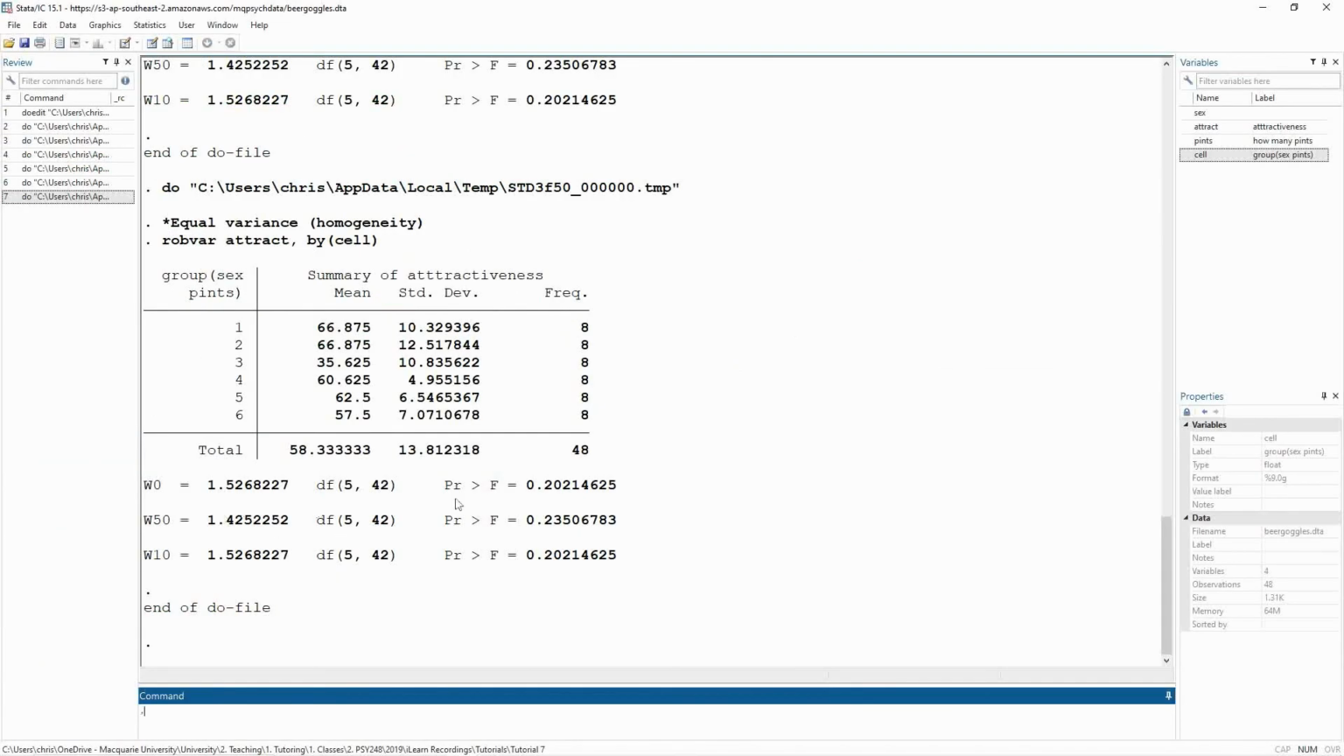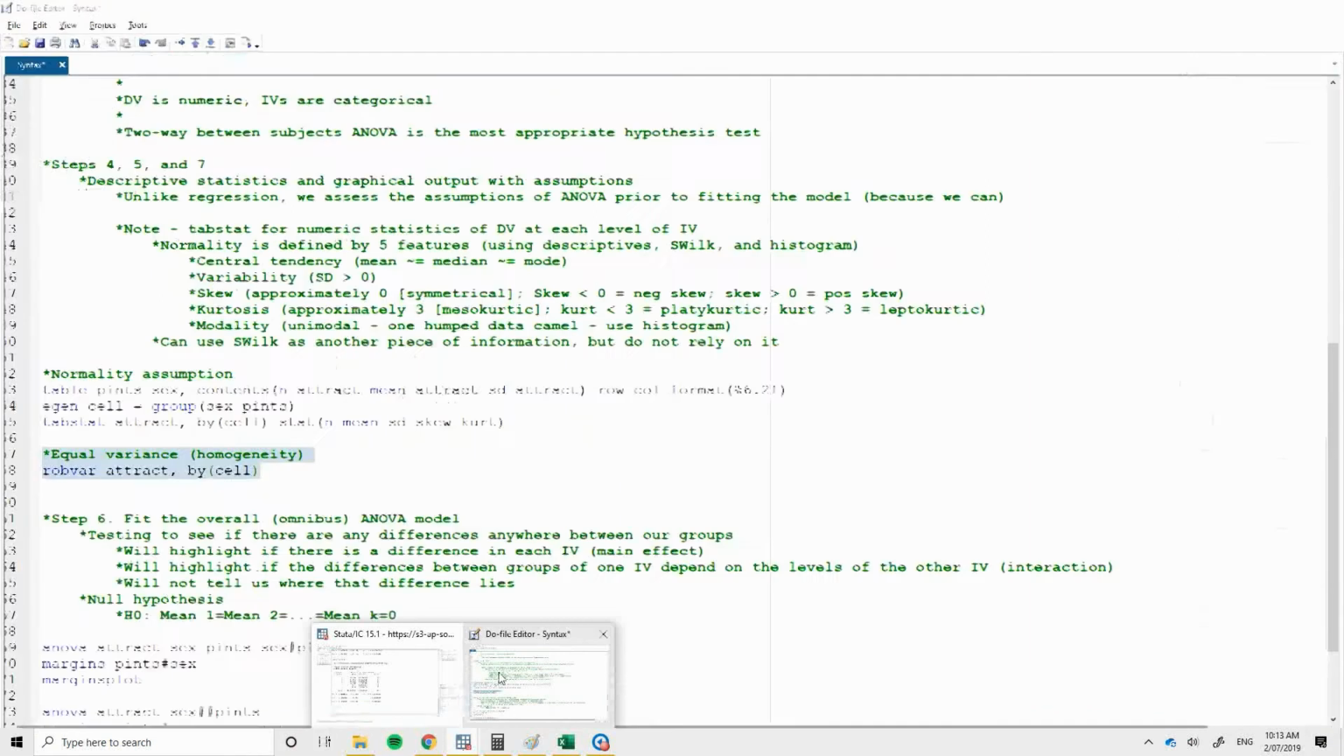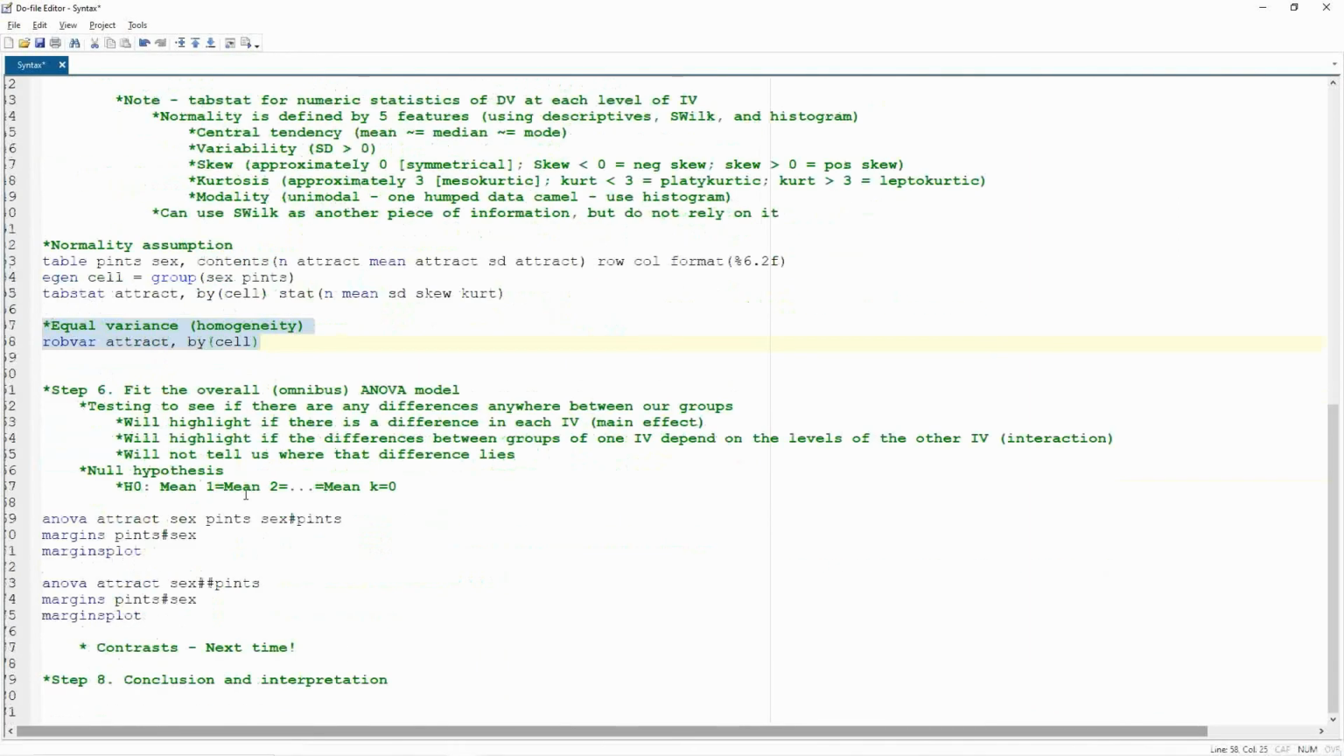And we can see that equal variance actually comes out perfectly fine. So remember last week we said to look at W0. The p-value is above 0.05, which tells us that our standard deviations are not significantly different from each other within the margin of error. Okay, this is good. Let's move on. Let's fit our ANOVA.